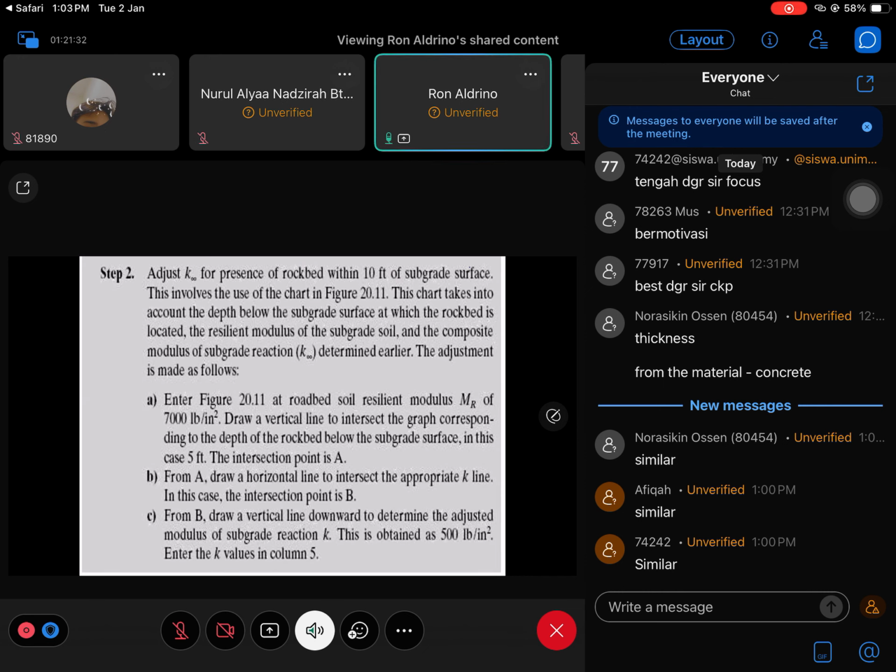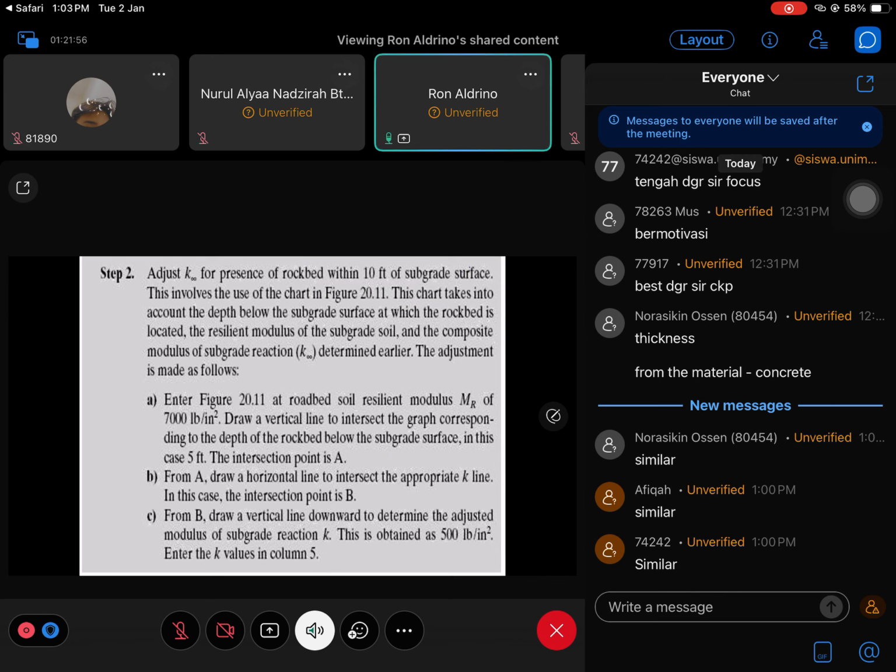Next, you adjust for the presence of the rock bed within 10 feet of the subgrade surface. This involves the use of the chart in 2011. This chart takes into account the depth below the subgrade surface at which the rock bed is located, the resilient modulus of the subgrade soil, and the composite modulus of subgrade reaction determined earlier. So the adjustment is made as follows.